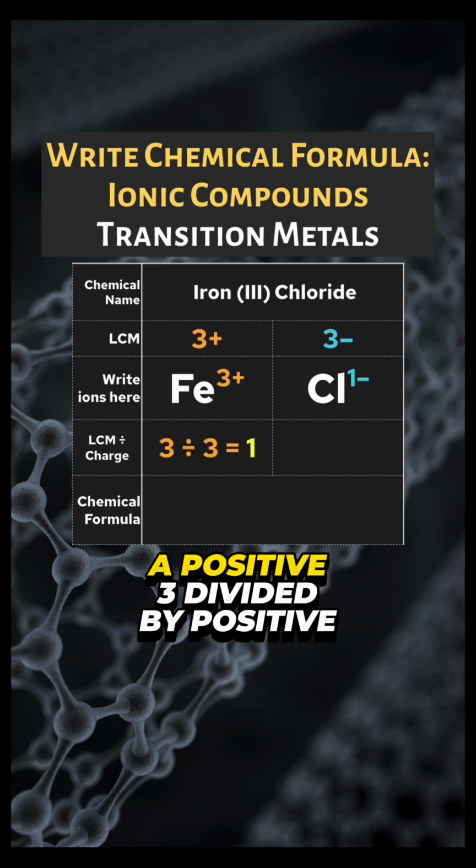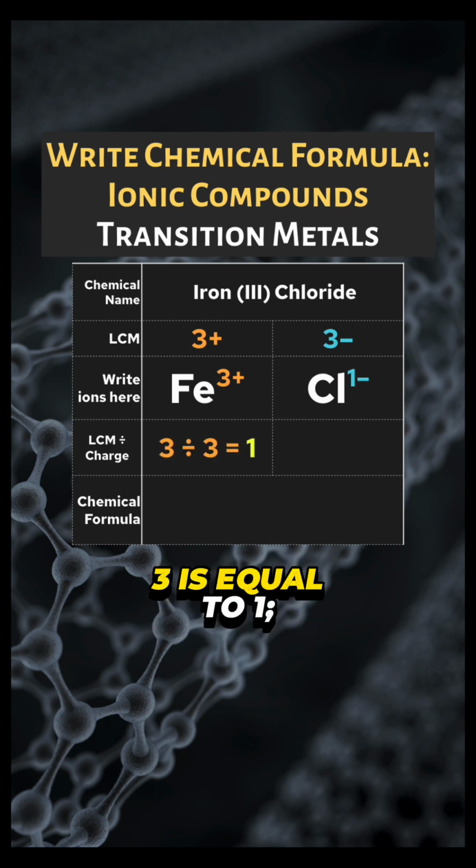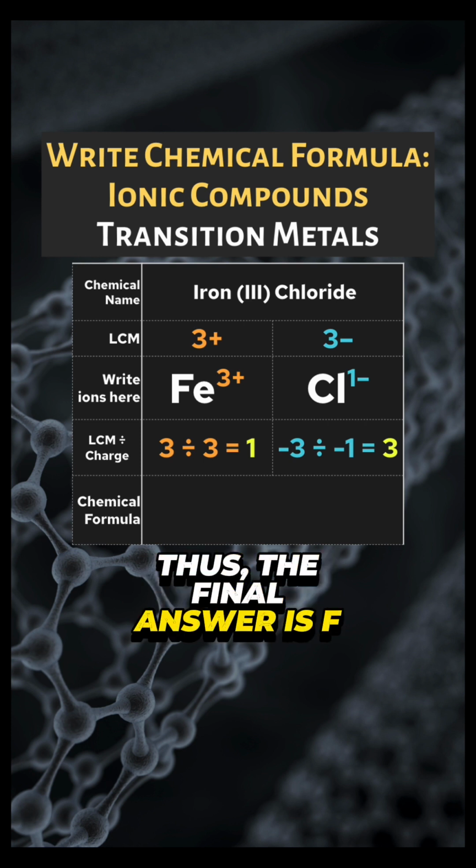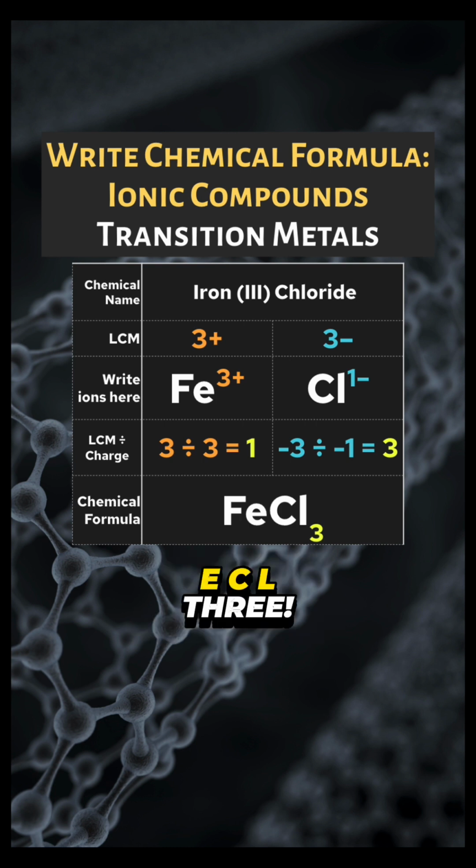The next step is to take the least common multiple and divide it by the charge. For iron, a positive 3 divided by a positive 3 is equal to 1. For chlorine, a negative 3 divided by a negative 1 equals 3. Thus, the final answer is FeCl3.